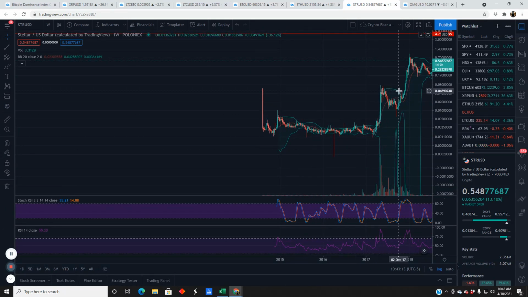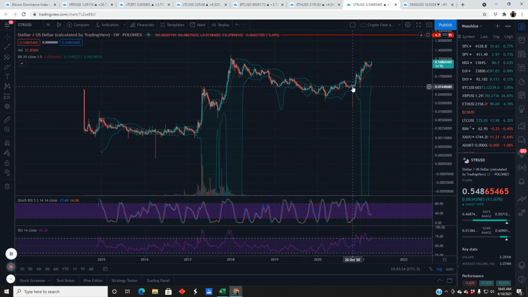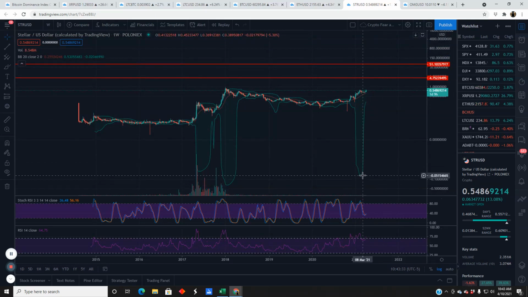Starting to close here, and once we reopened the mouth, we had this huge move down. We started moving up. Same thing happened with this range here. We did have a close down here.